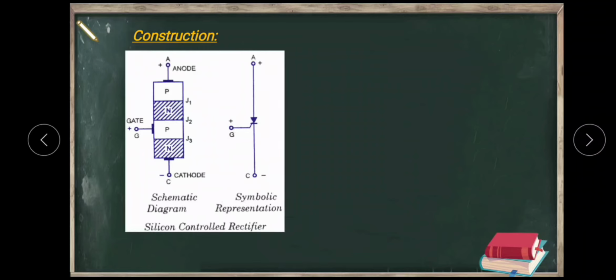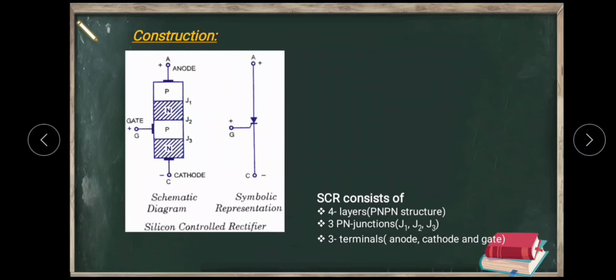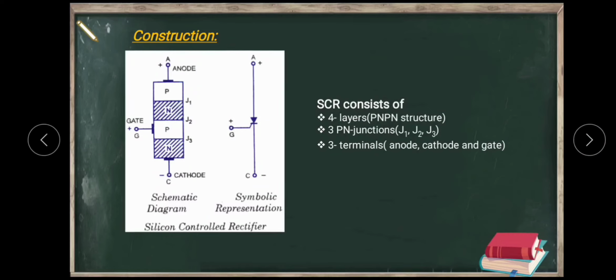Okay, now we'll start the working of the SCR. Here the anode must be connected to the positive terminal of the battery, and the cathode to the negative terminal of the battery. There are 2 cases. First case, when the gate is open. Gate open means the gate current is zero, that is, the voltage applied between gate and cathode is 0 volt.